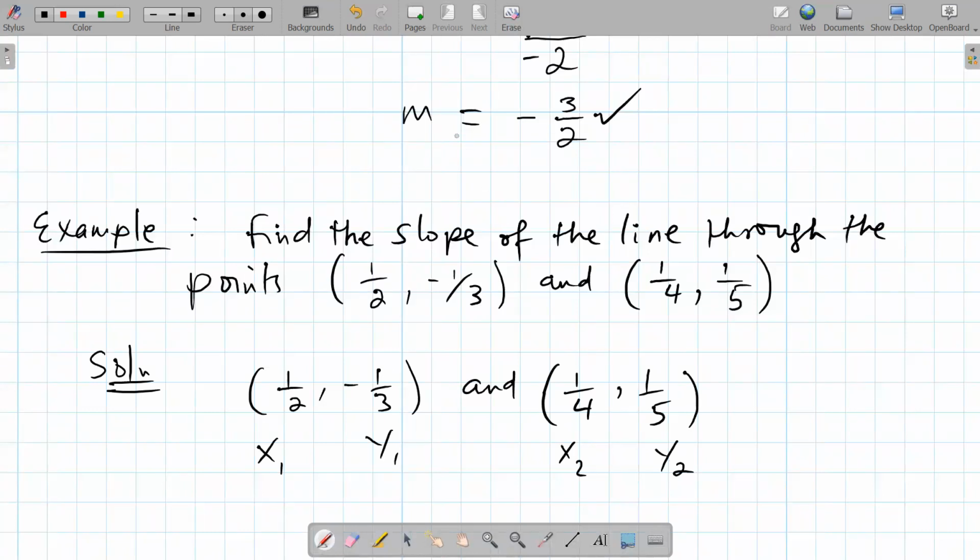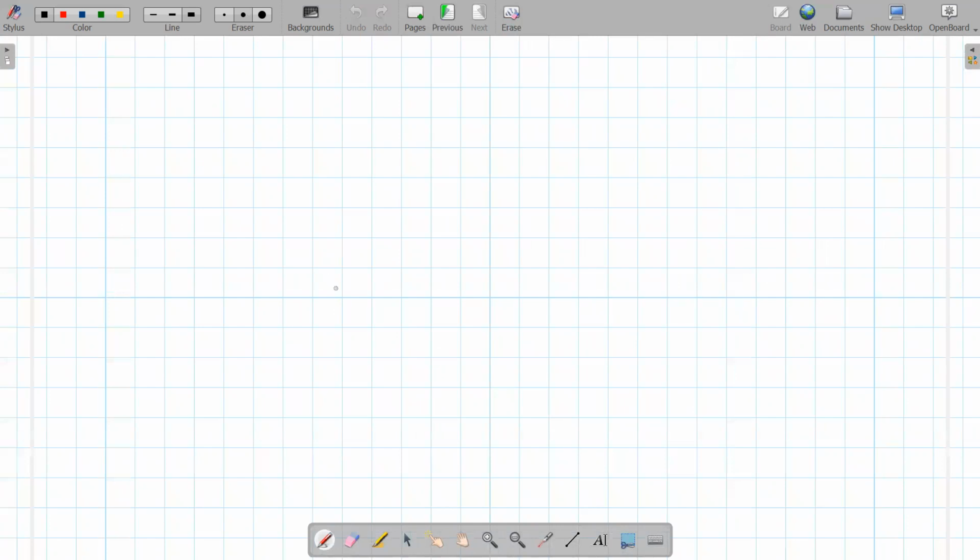Let's go to the next page. So the slope is y2 minus y1 over x2 minus x1. We already know what our x2, x1, y2, y1 are, so I'm just going to fix them there.